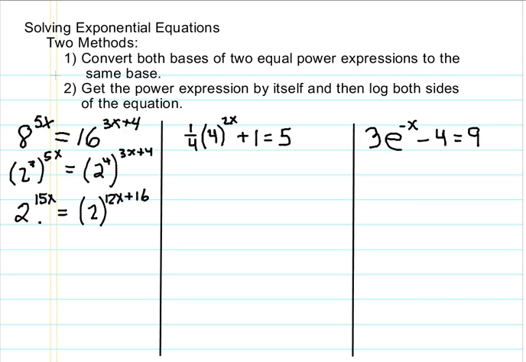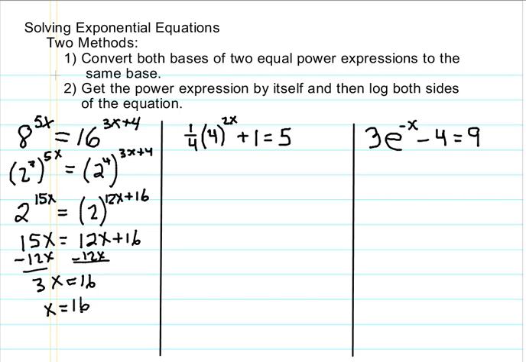Now, for these two expressions to be equal, since the bases are the same, we can just set the two exponents equal to one another and solve. So we would be subtracting the 12x, and we get 3x equals 16, or x equals 16 thirds. Okay, so this works when we have two powers equal to each other, and we can make the bases identical. Okay, on these two problems we need to get the part with the exponent by itself first.